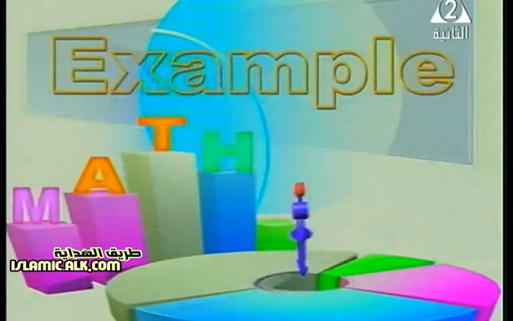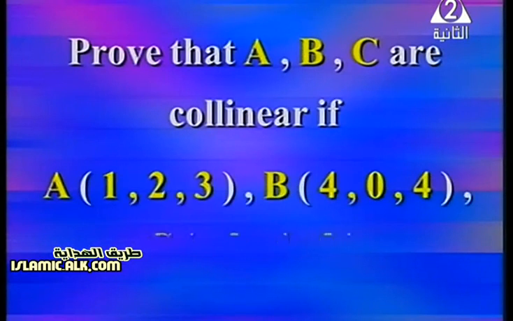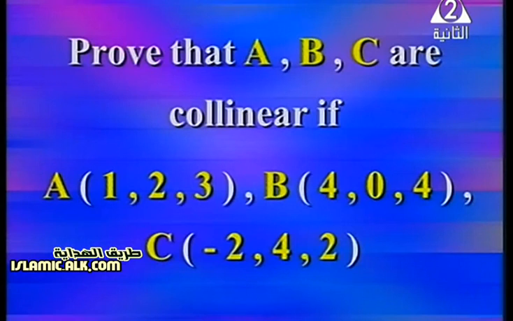Another example. Prove that A, B, C are collinear, if we have point A (1, 2, 3), B (4, 0, 4), C (-2, 4, 2). What do you mean A, B, C are collinear? A, B, C are collinear if A, B, and C lie on the same straight line.